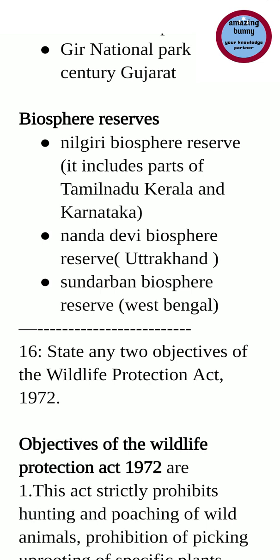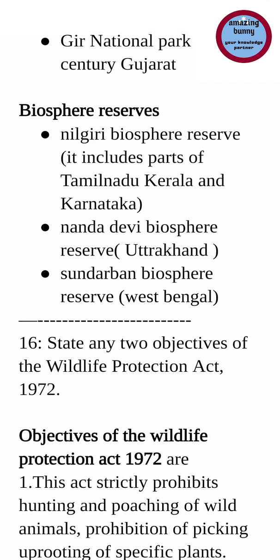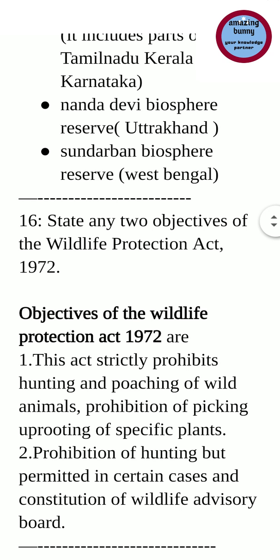It includes parts of Tamil Nadu, Kerala and Karnataka. Nanda Devi Biosphere Reserve in Uttarakhand, Sundarban Biosphere Reserve in West Bengal.